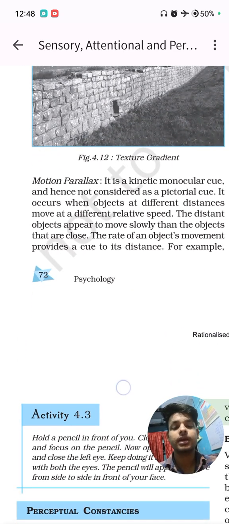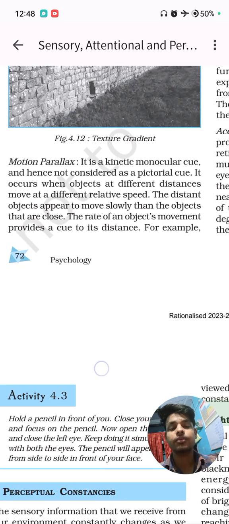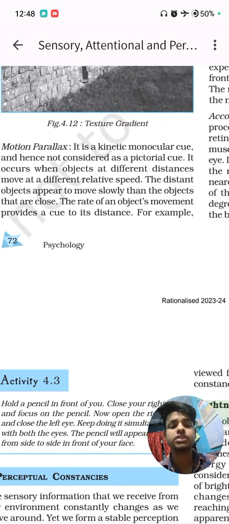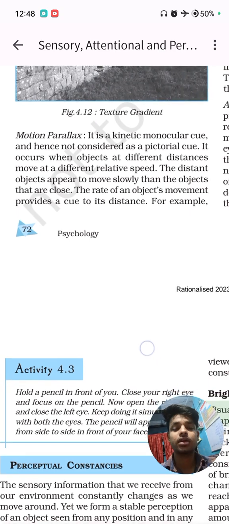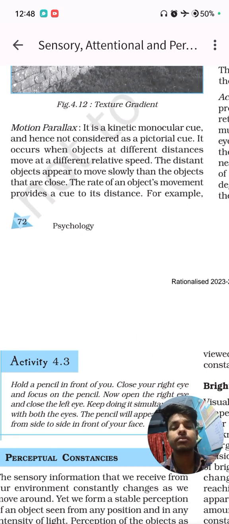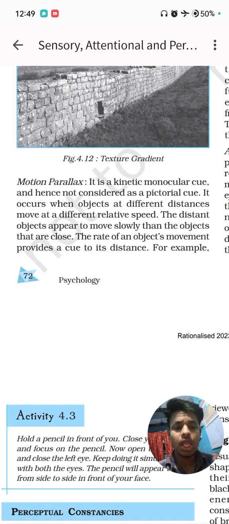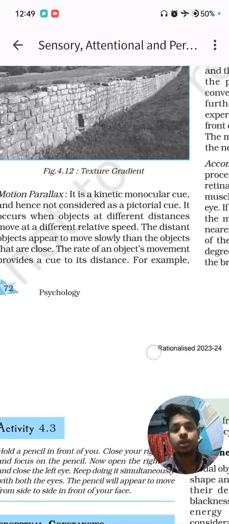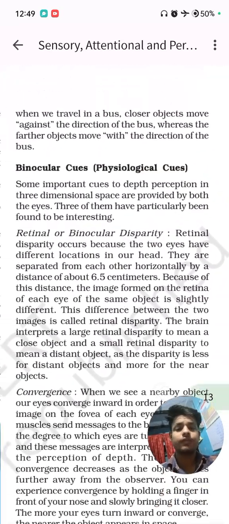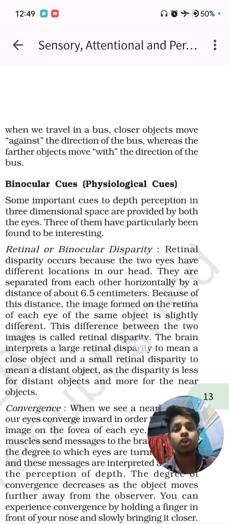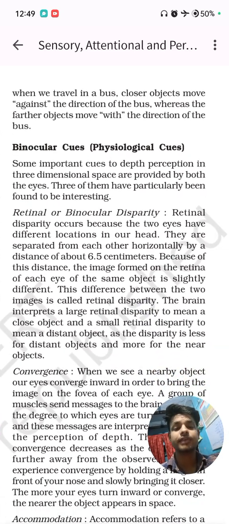Motion parallax is a kinetic monocular cue and hence is not considered a pictorial cue. It occurs when objects at different distances move at different relative speeds. Distant objects appear to move slower than objects that are close. The rate of an object's movement provides a cue to its distance. For example, when we travel in a bus, closer objects move against the direction of the bus, whereas further objects move with the direction of the bus.